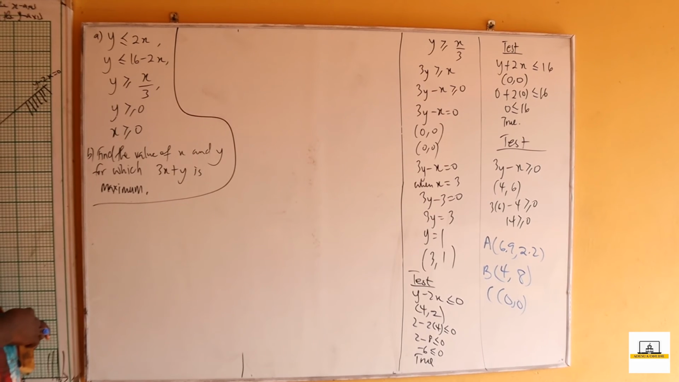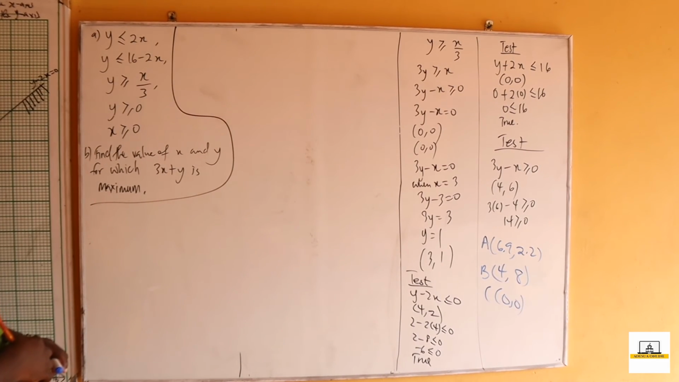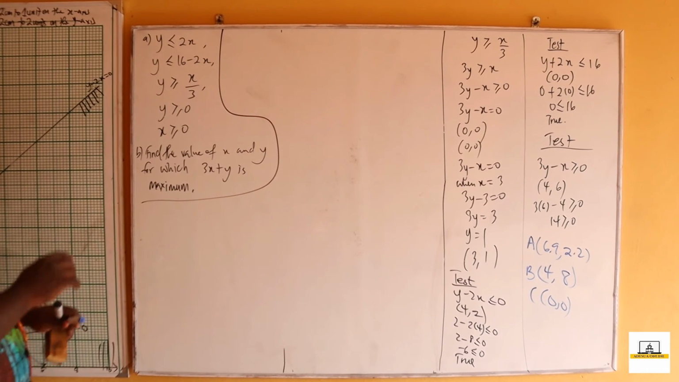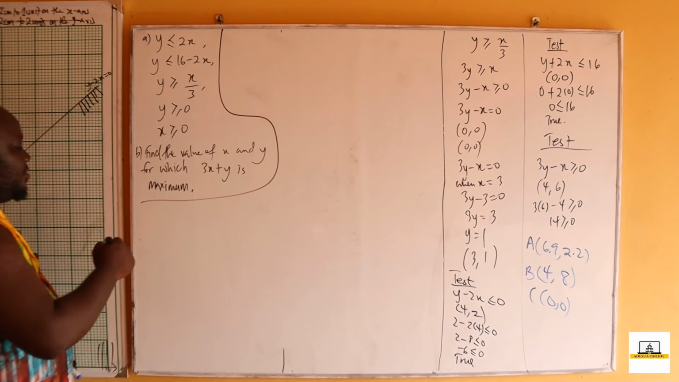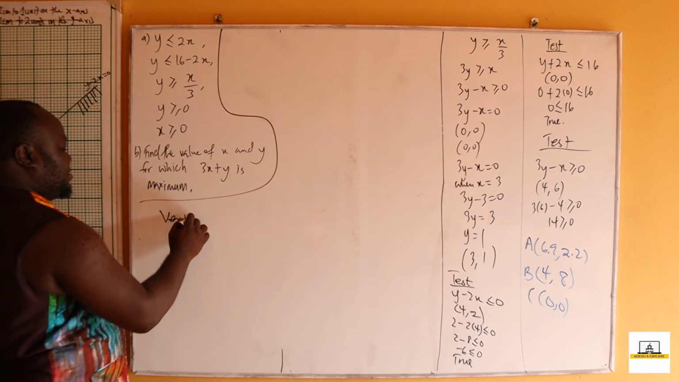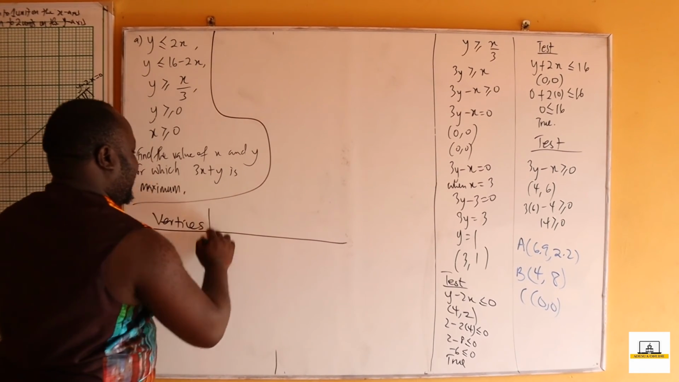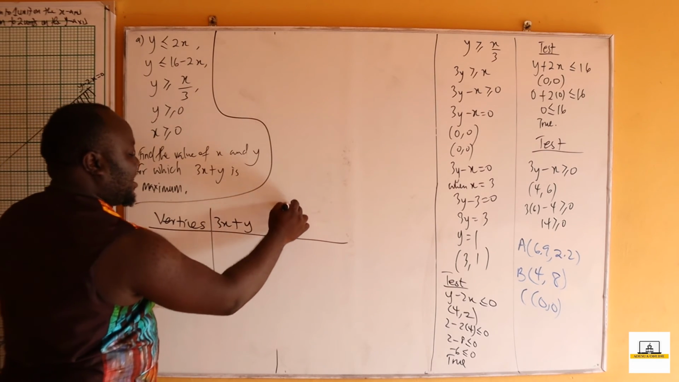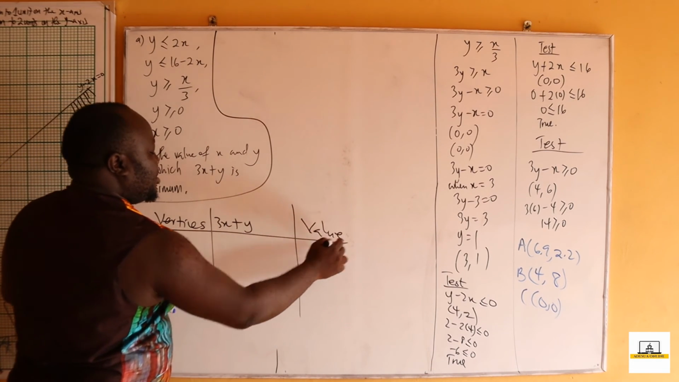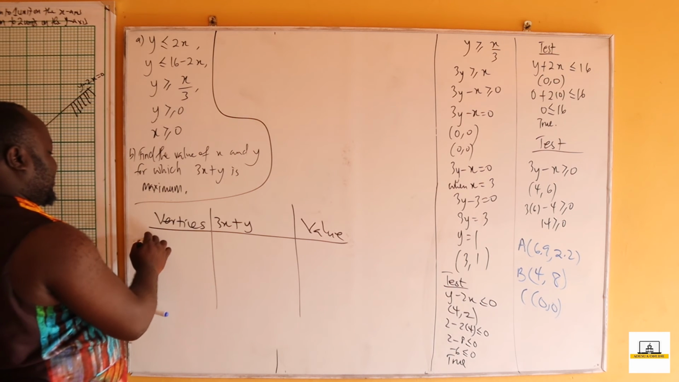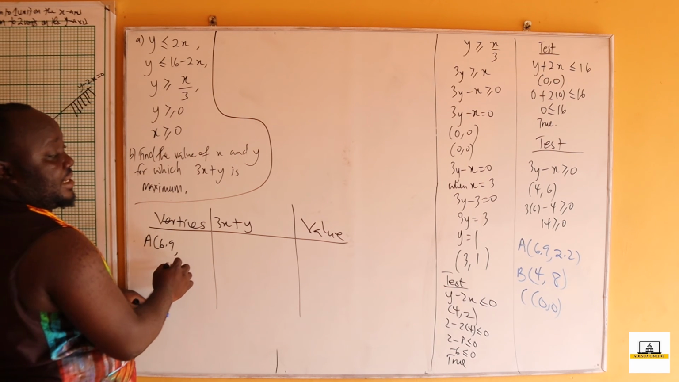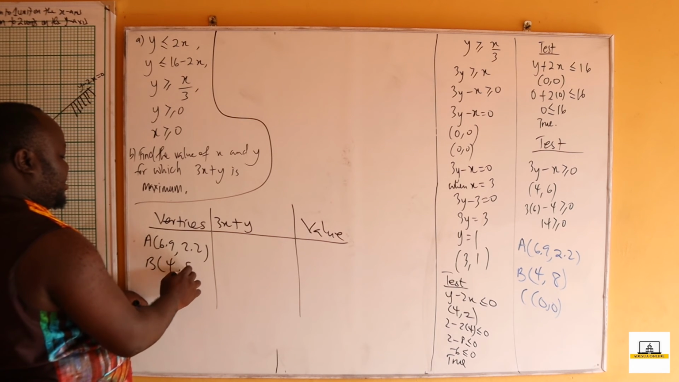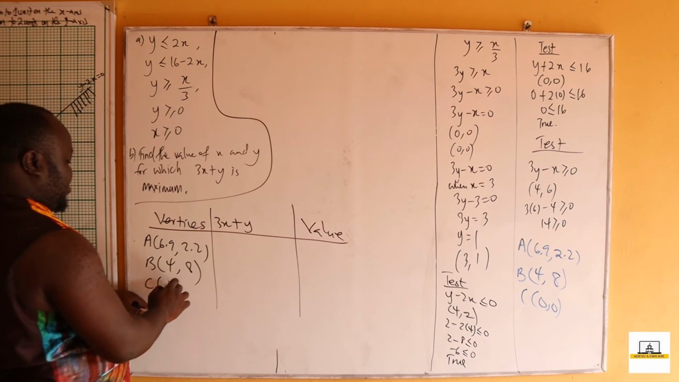Now, find the value of X and Y for which 3X plus Y is maximum. So what we are going to do is we are going to draw a table, and we can only find the maximum where we have the vertices, okay? So we shall have our vertices here, then we shall have our function. Our function is 3x plus y, and then we shall have the value, okay? So we are going to pick the first one, which is A is 6.9, comma, and then y is 2.2. Then we come to the second one, B is 4, 8, and then the third one, C is 0, 0.